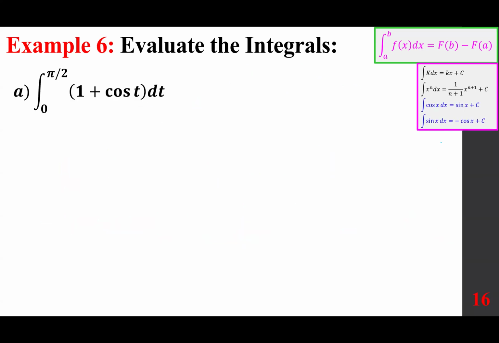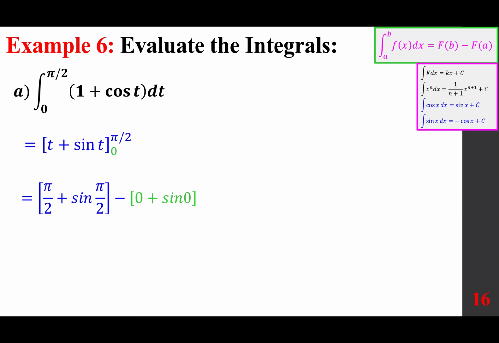Another example that was done, and I hope you remember, we got t plus a sine t plus a constant. Now we don't need a constant because we are evaluating from 0 to pi over 2. We are going to plug in pi over 2 minus, we are going to plug in 0.